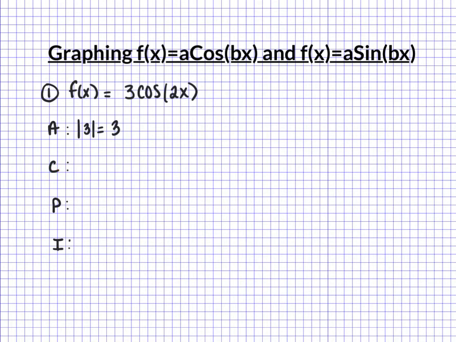Cycles or frequency is the number in front of the x. So in this case, 2. Period was defined as 2 pi over b, where b is the number of cycles. So since cycles are 2, 2 pi over 2 will reduce to pi. And then our interval is defined as period over 4. So in this case, period is pi. And if we divide it by 4, we get pi over 4.